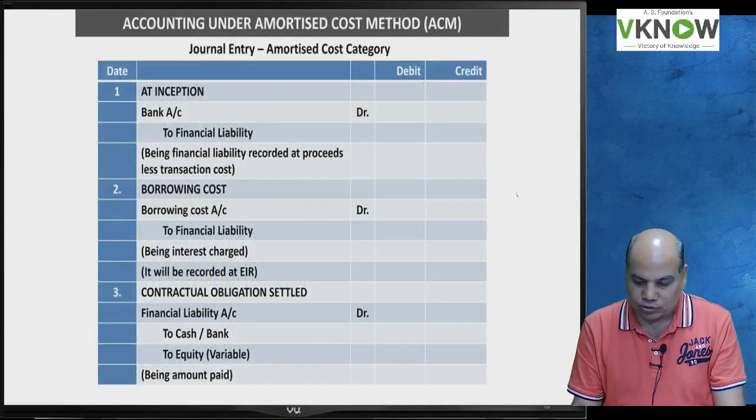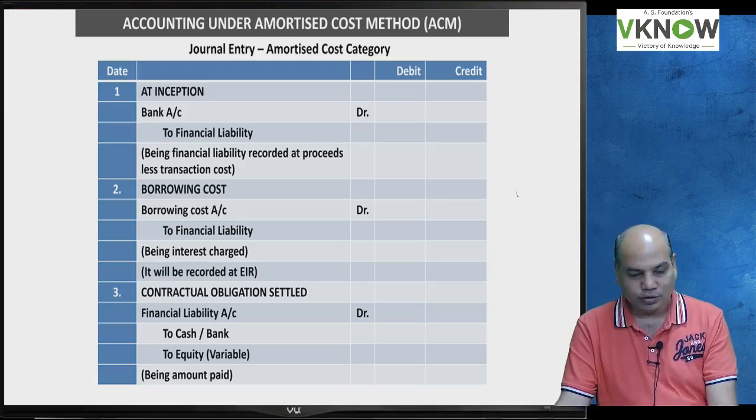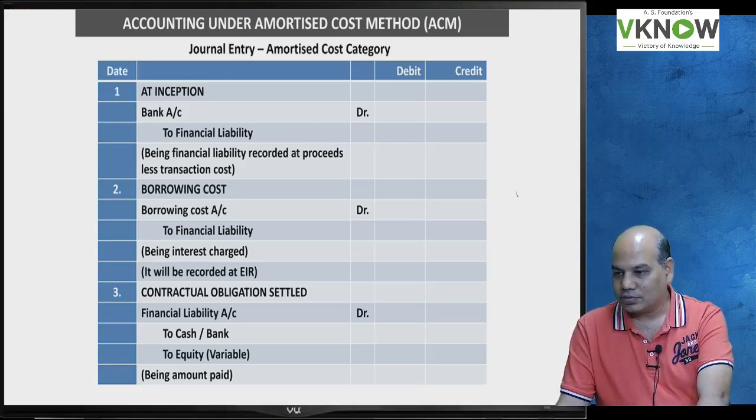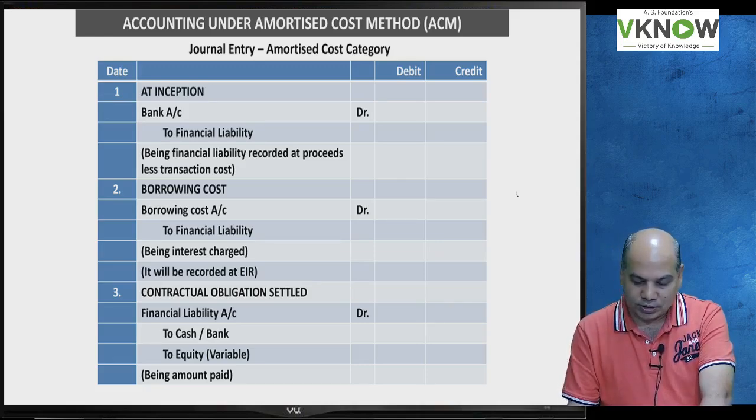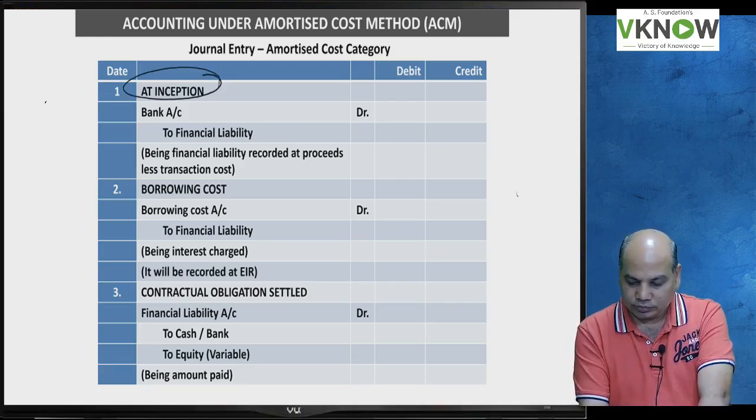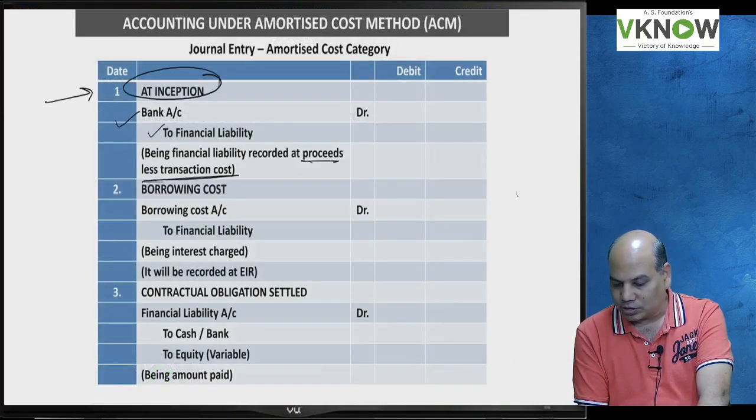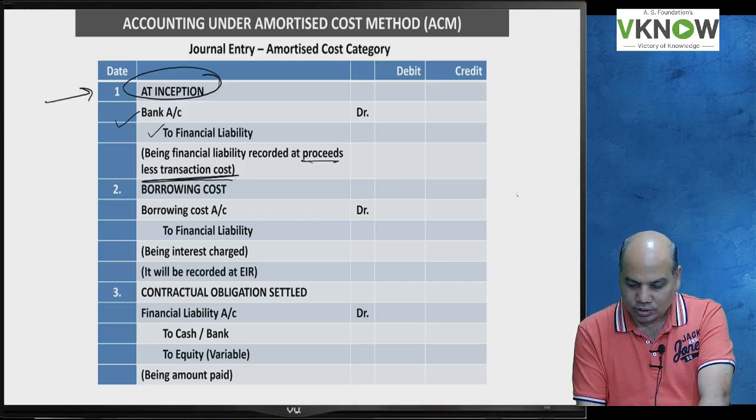Now I will give you a list of journal entries and you will have a cultural shock now. I told you this standard will change a lot of concepts that you have learned so far in your life. First is, at the inception, I will record bank account debit to financial liability. Amount will be equal to proceeds minus transaction cost.